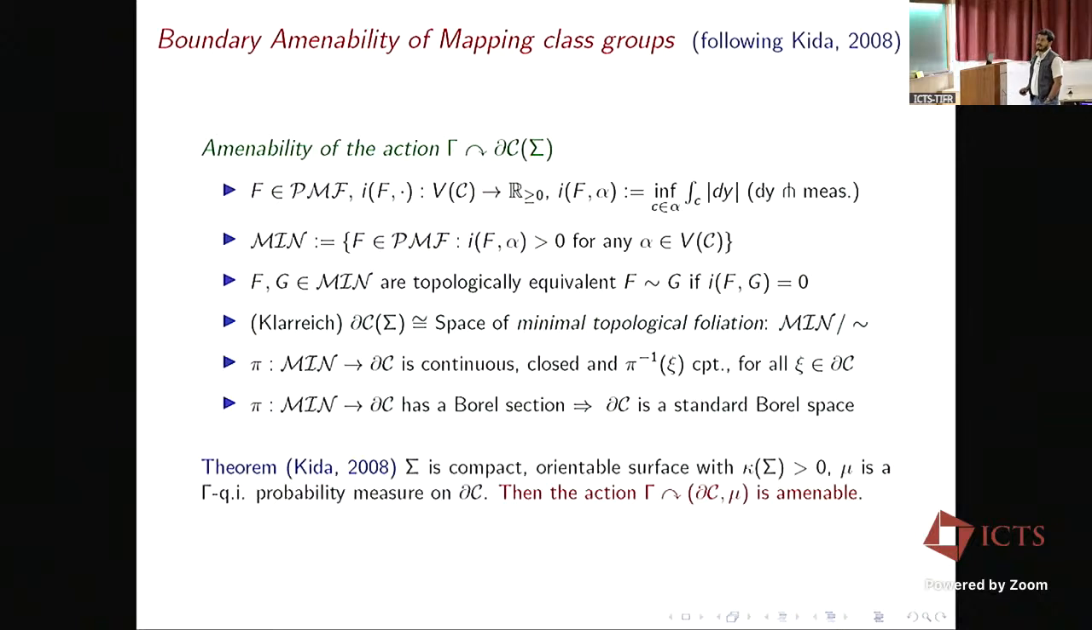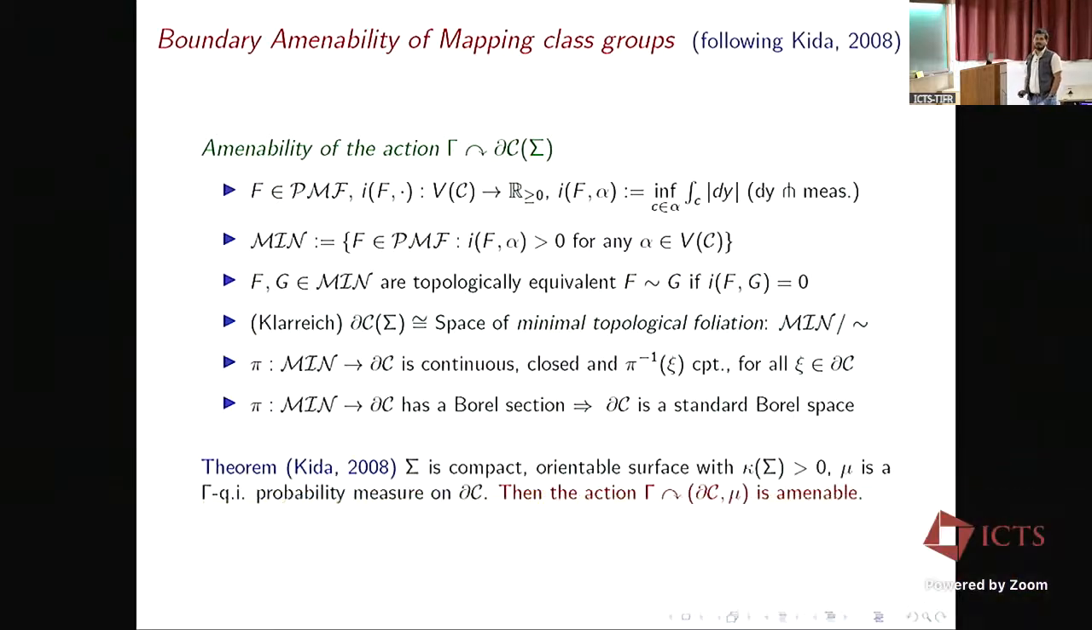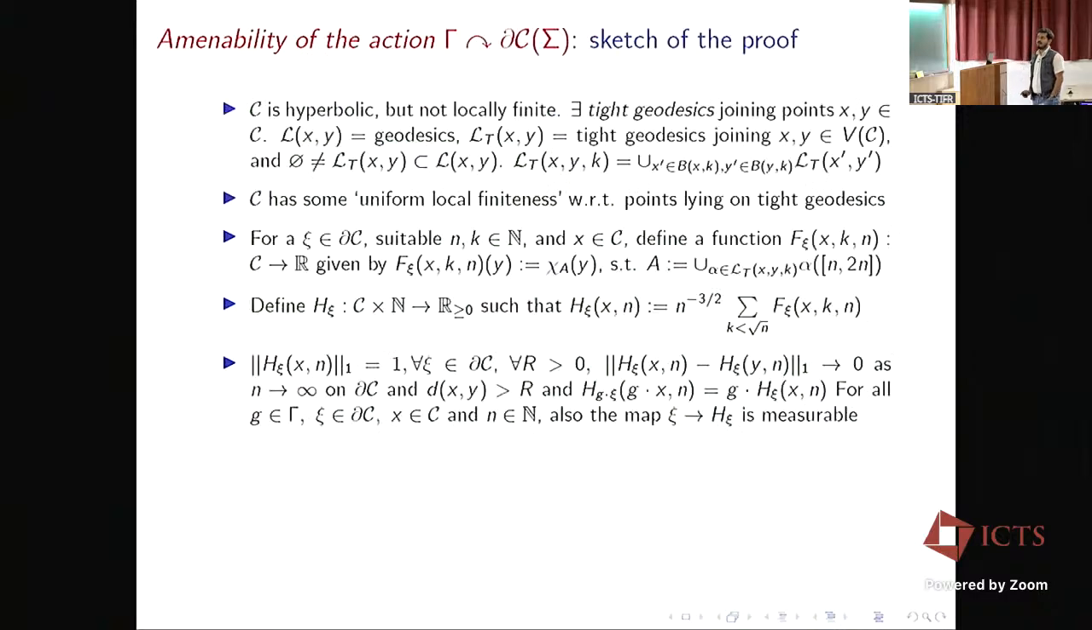And then we have the theorem by Kida, which says that if sigma is a compact orientable surface with positive complexity, and mu is a gamma quasi-invariant probability measure on this boundary, then the action, by amenable I mean Borel amenable, of the mapping class group on the boundary with this quasi-invariant measure is Borel amenable. So that's the first part of the result by Kida. And here I have added a little sketch of the proof. Now here we come to the same difficulty.